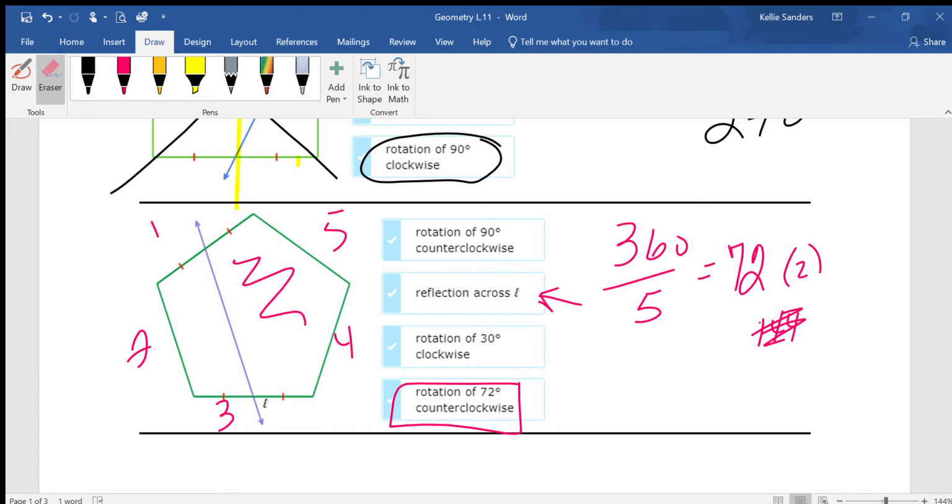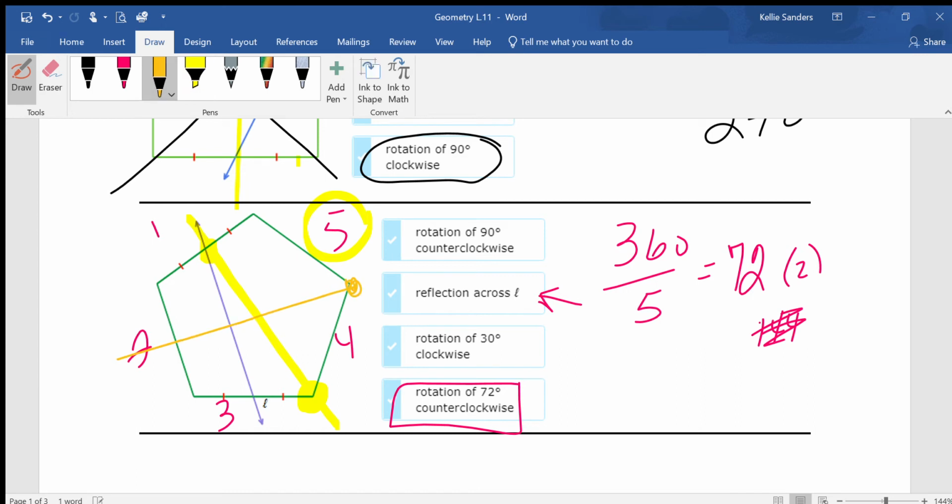So I'm going to erase again. Where would its lines of symmetry be? Because it has an odd amount of sides, it would go through one vertex and the middle of its opposite side. So there you go on that.